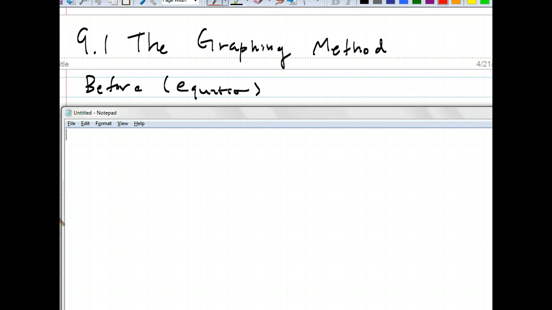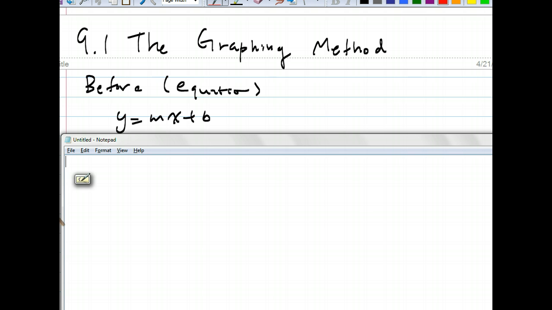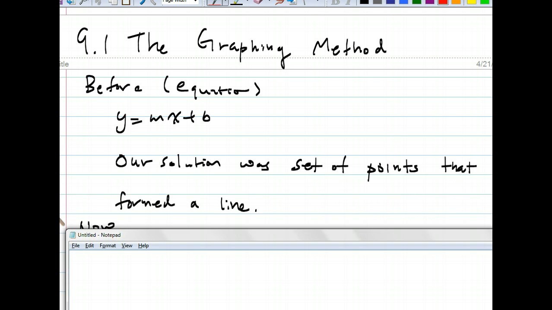So let's review. Before, we had an equation that looked something like this: y equals mx plus b. This was a linear equation. And what did the solution look like when you have something like this? Like the slope and x is the y-intercept? Yeah, that's how you graph it. Using the slope and the y-intercept, you graph the line. And so the solution of this linear equation, just as we said before, is a line, a bunch of points that form a line.